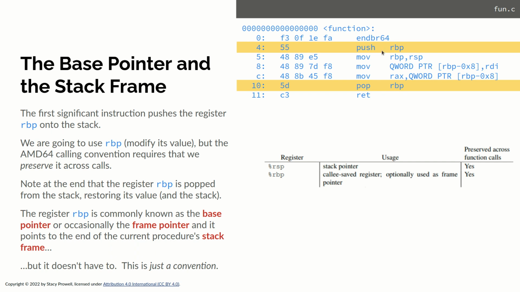If we know we're not going to modify RBP, if we are not going to touch it, we don't have to save it. But we have to be sure we know we're not going to touch it. Okay.